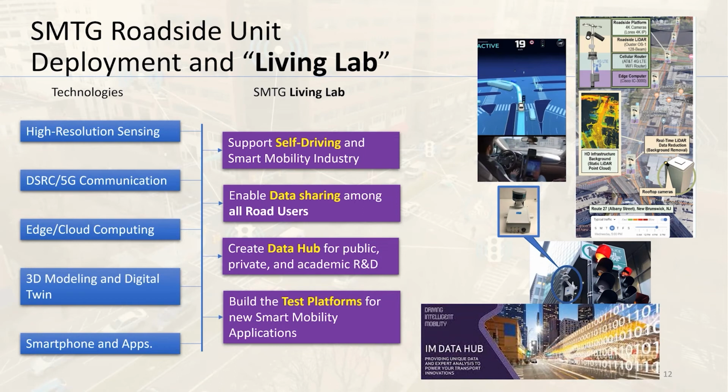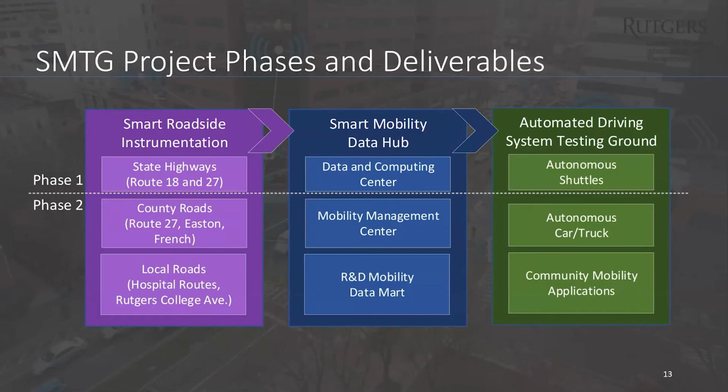The Smart Mobility Testing Lab will include the R&D platform to support self-driving and smart mobility technologies, to promote data sharing among different sectors and also with the road users. But also creating this data hub to support the R&D at different sectors and providing the test platform for new smart mobility applications. The proposed project will include two major phases.